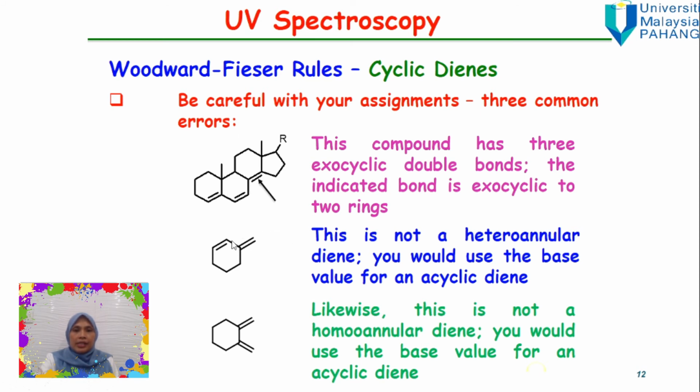Okay, in this case, this is not heteroannular because it is not 2 rings. So this one is considered as an acyclic diene, normal diene, straight diene. And this one, the homoannular diene, would use the base value. Likewise, this is not a homoannular because it is not inside the ring, this is out of the ring. This is considered an acyclic diene. That's how to calculate for cyclic and acyclic diene.